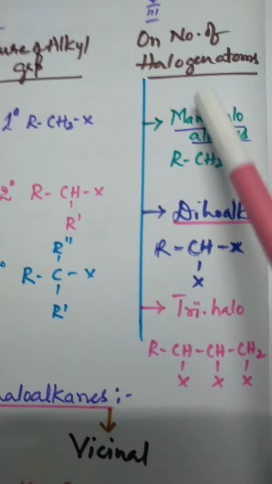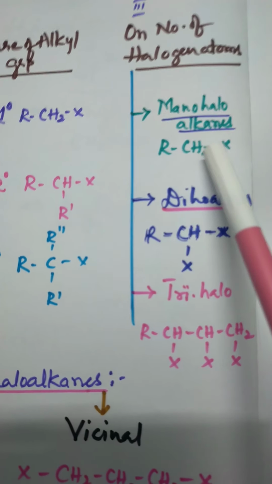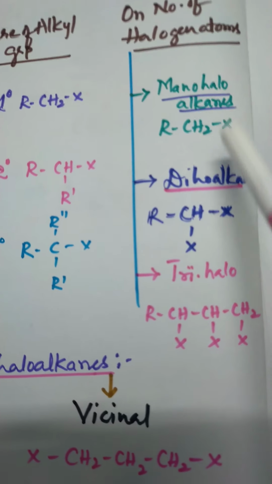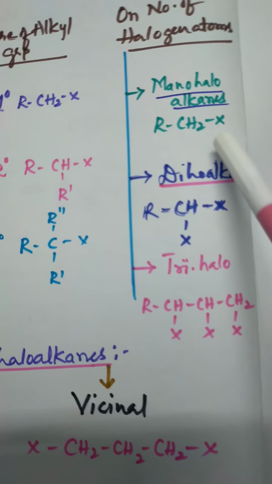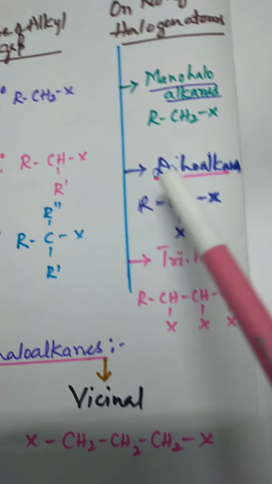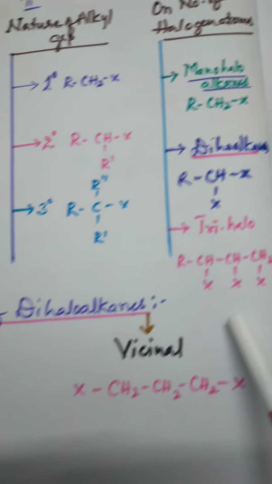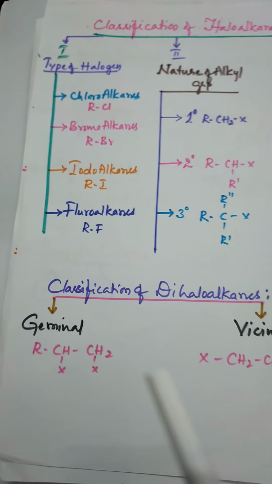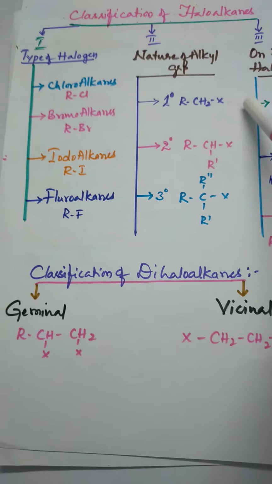Then the third one is on the number of halogen atoms: monohaloalkanes, dihaloalkanes and trihaloalkanes. Mono means single, so a single halogen is there. Here two halogens are there, dihaloalkanes. Here three halogens, trihaloalkanes. So this is about the three divisions. And now go for the classification of dihaloalkanes.